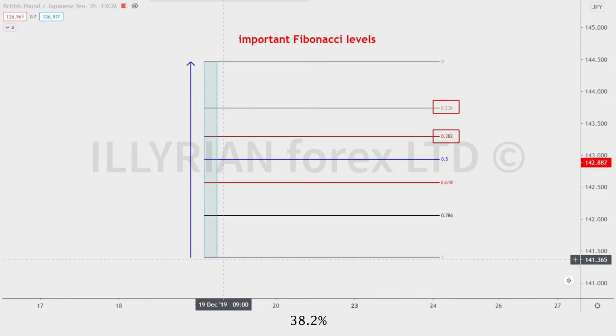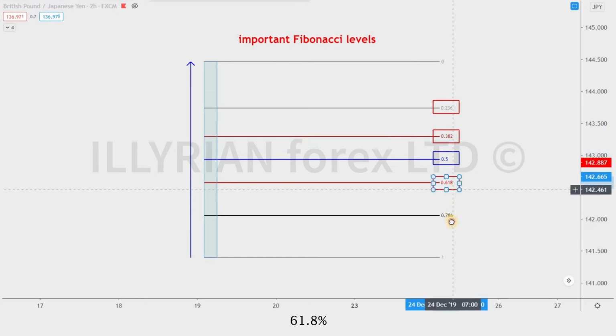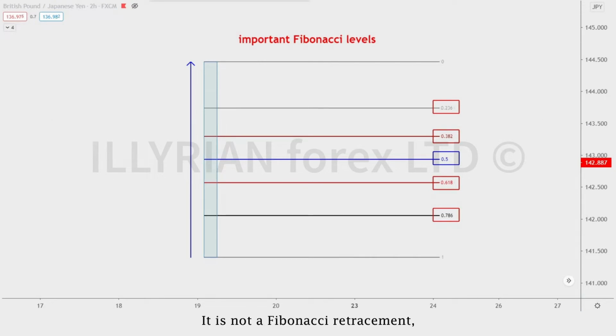23.6%, 38.2%, 50%, 61.8%, 78%. Why use the 50%? It is not a Fibonacci retracement, but still an important level, halfway up or down. So traders like to keep this retracement level together with other proper levels. Stick to these levels, and it should be enough to trade well when it comes to price correction.